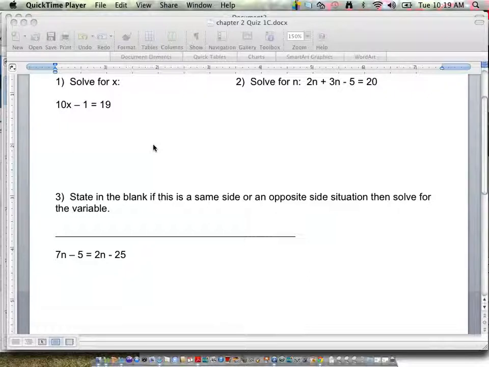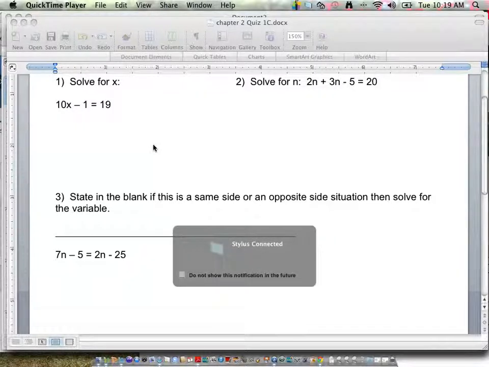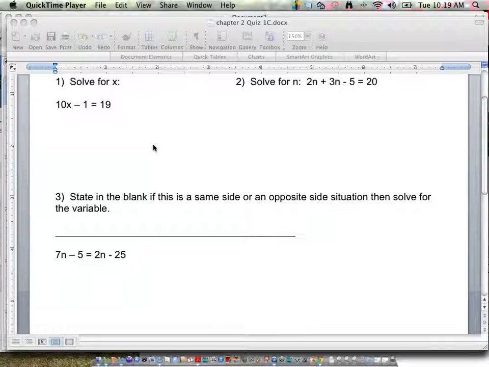So the first one says to solve for x, 10x minus 1 is 19. And there were some people who got this wrong. And the biggest thing I noticed is if you got it wrong, it tended to be the case that you copied it down a little bit wrong.